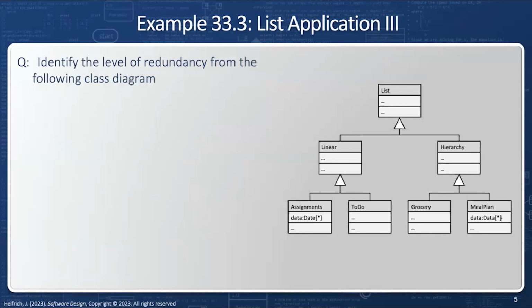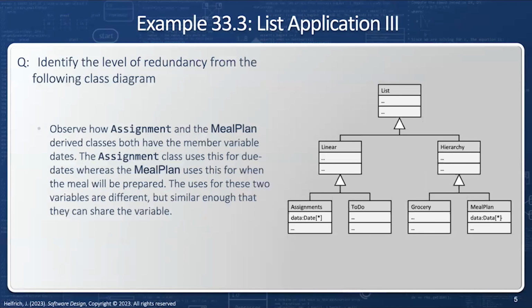Okay, we're going to do a little bit better here. We have the list. We're going to have linear versus hierarchical, assignments, to-do, grocery, and meal plan. The assignments and meal plan seem to have a shared attribute, but they're non-sibling, they're not adjacent. Because of this, we have a level of redundancy, but it's not critical. It's just minor. We could fix it by moving that data all the way up to the list base class, but that means that to-do and grocery will have an attribute they don't use, which is less desirable.